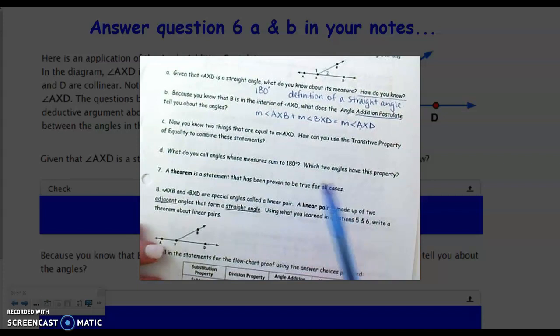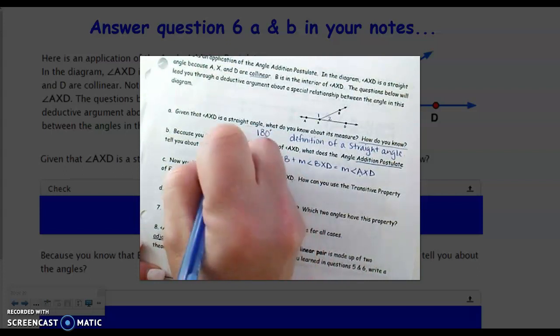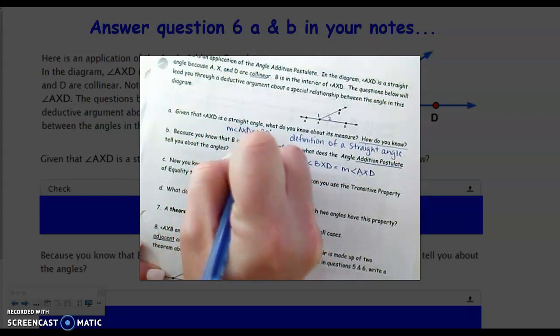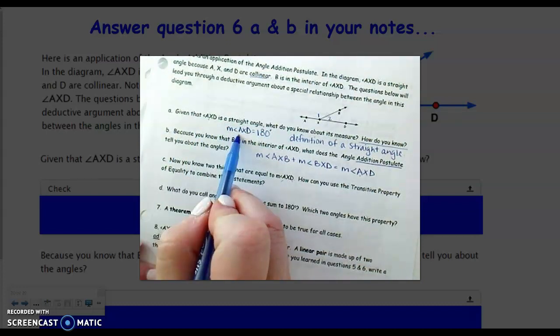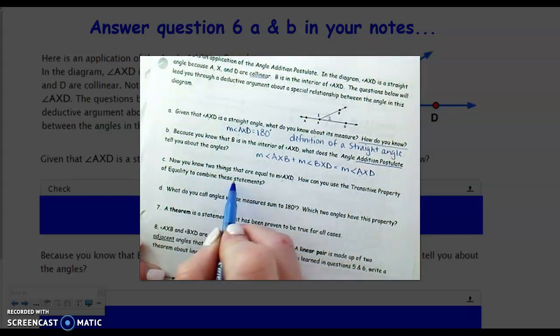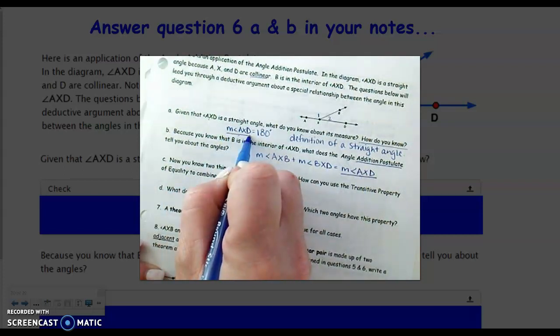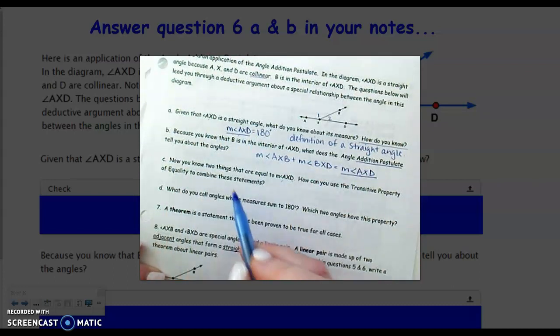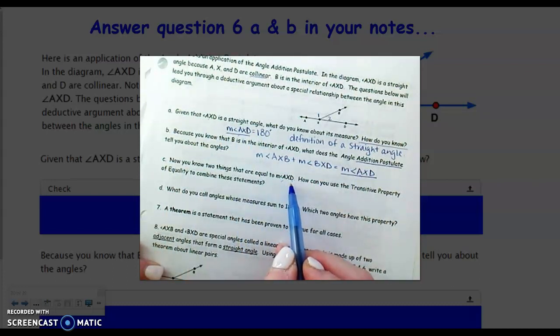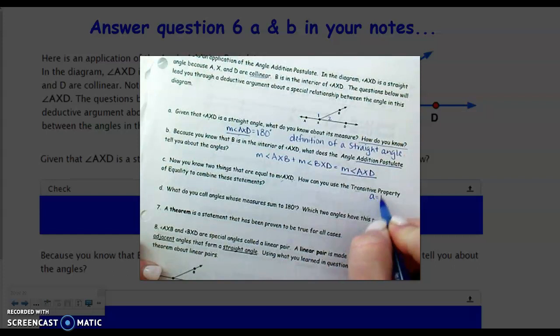So part C says, now that we know two things that are both equal to the measure of angle AXD, so I'm going to go back to A and I'm going to write the measure of angle AXD equals 180 degrees because that's what we were saying. So you can see what we mean by part C. We have the measure of angle AXD equal to this, and we have the measure of angle AXD equal to this. So we have two things equal to the measure of angle AXD. So we can use the transitive property from the front of our notes, which remember just says if A equals B and B equals C, then A equals C. So anytime you know two things are equal to the same thing, you can set them equal to each other.